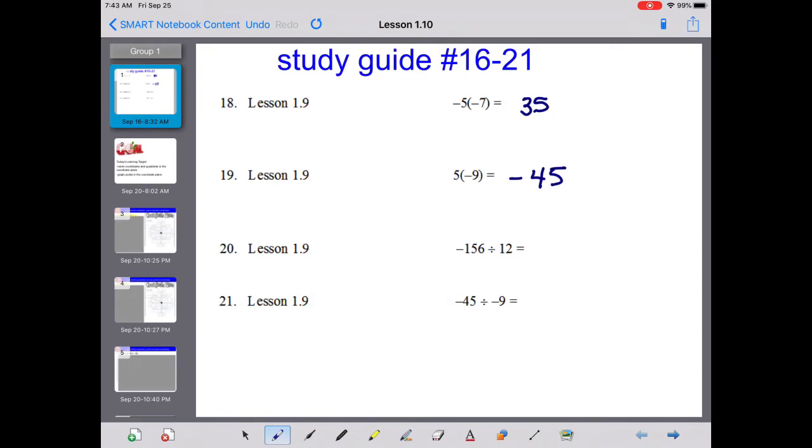I noticed that 156 is negative and 12 is positive, and so my answer is negative, different signs as negative, and 156 divided by 12 is 13, so negative 13. Negative 45 divided by 9 is 5, by negative 9 is positive 5 because the signs are the same.